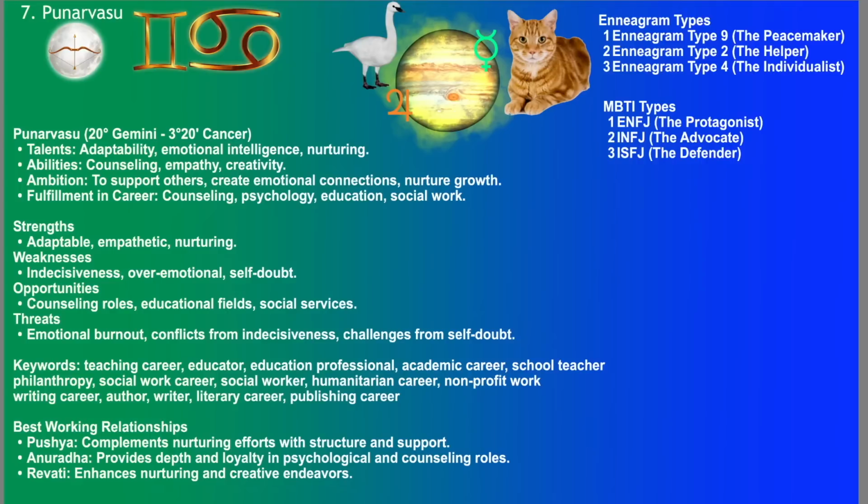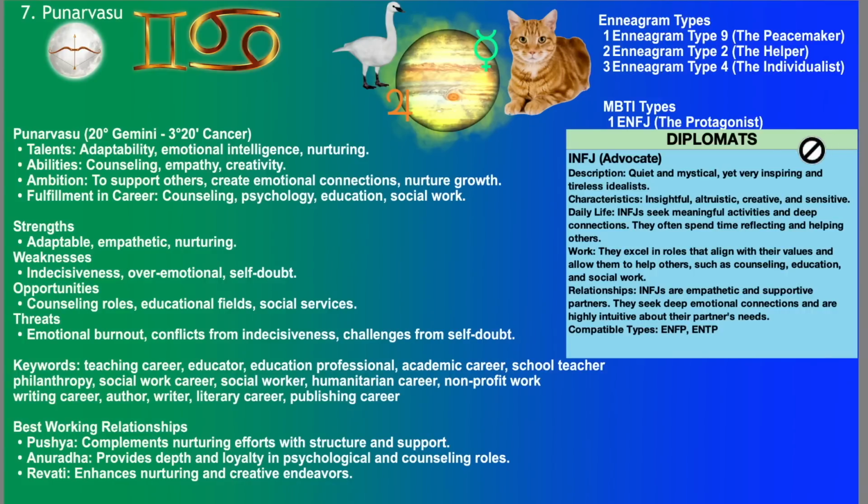Second of the MBTI types would be INFJ, the advocate. Now, INFJ, the advocate, are once again the diplomatic signature in the MBTI. They are quiet and mystical, yet very inspiring and tireless idealists. Once again, academia or even writing. Insightful, altruistic, creative, and sensitive, writing also, I can say here. A writer needs to be quite insightful and quite connected on an emotional level to your audience, whoever you're writing for.